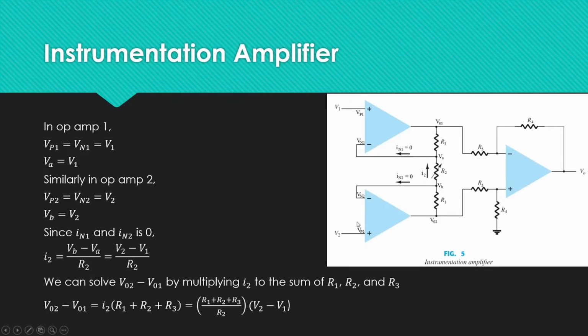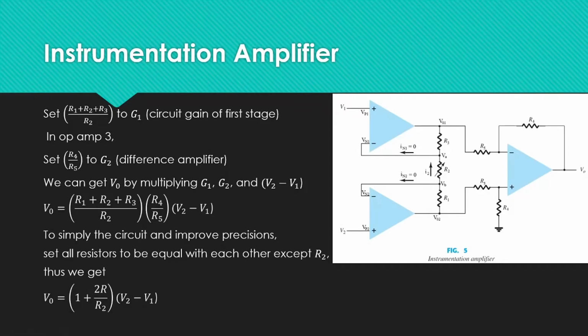Similarly, for op-amp 2, we can say that Vb is equal to V2. Since both In1 and In2 are equal to 0, because of the op-amp current constraint, we can say that I2 is equal to Vb minus Va over R2, which is also equal to V2 minus V1 over R2. We can solve VO2 minus VO1 by multiplying I2 to the sum of R1, R2, and R3. So, by substituting the value of I2, we get VO2 minus VO1 is equal to R1 plus R2 plus R3 over R2 times V2 minus V1.